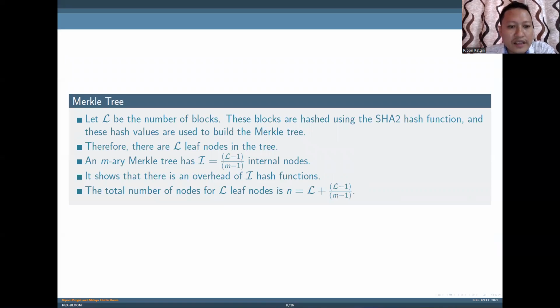In Merkle tree, let L be the number of blocks. These blocks are hashed using secure hash function and these hash values are used to build the Merkle tree. Therefore, there are L leaf nodes in the tree. An M-array Merkle tree has I internal nodes. It shows that there is an overhead of I hash functions. The total number of leaf nodes is n.